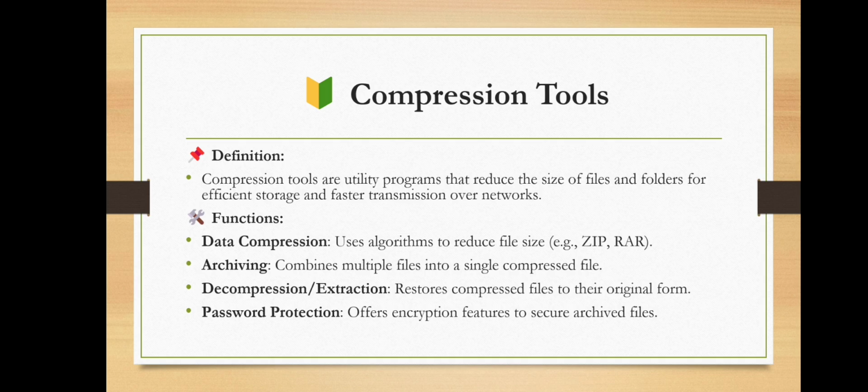It uses an algorithm to reduce file size, like a zip file or RAR. Archiving means it combines multiple files into a single compressed file. Decompression or extraction means restoring the compressed file to its original form. And password protection means it offers encryption features to secure archived files.